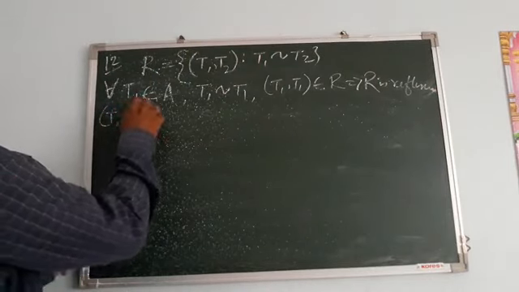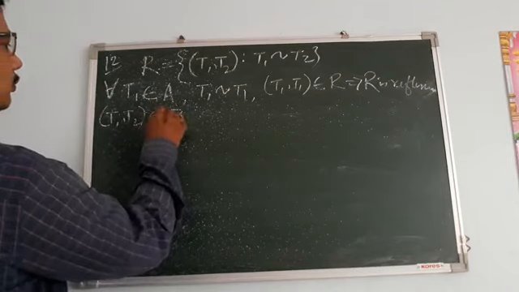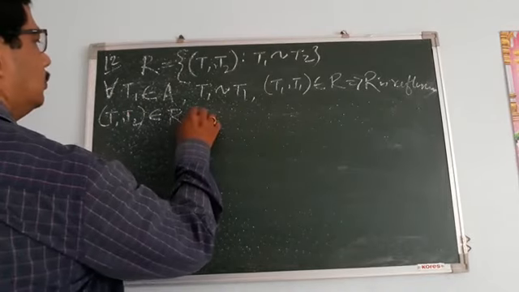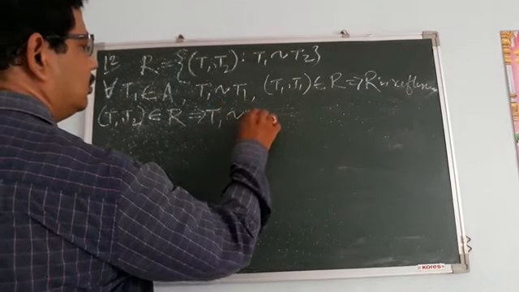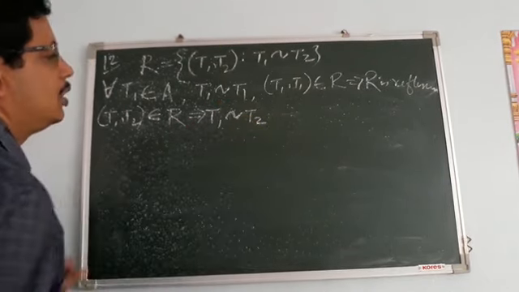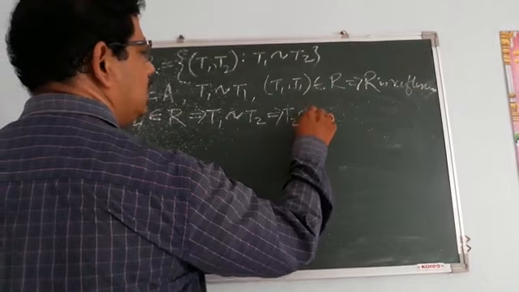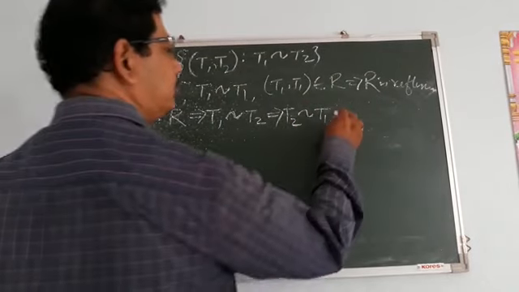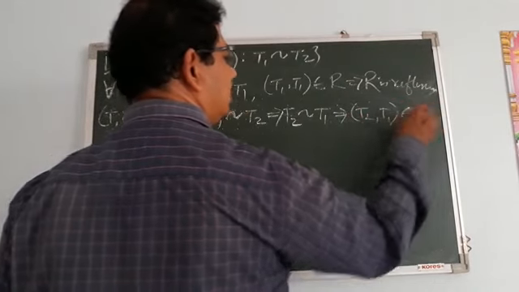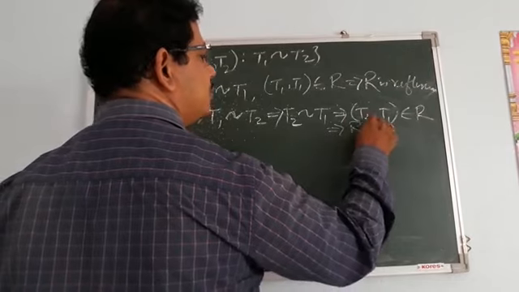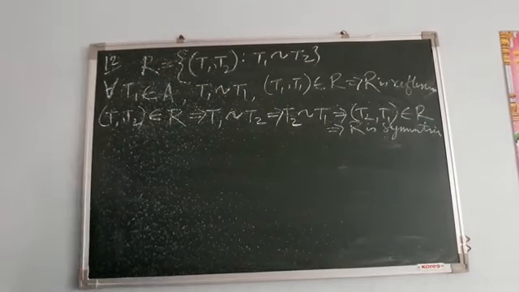(T1, T2) belongs to R implies T1 is similar with T2. T1 is similar with T2 implies T2 is similar with T1, implies (T2, T1) belongs to R, implies R is symmetric. So symmetric it is.